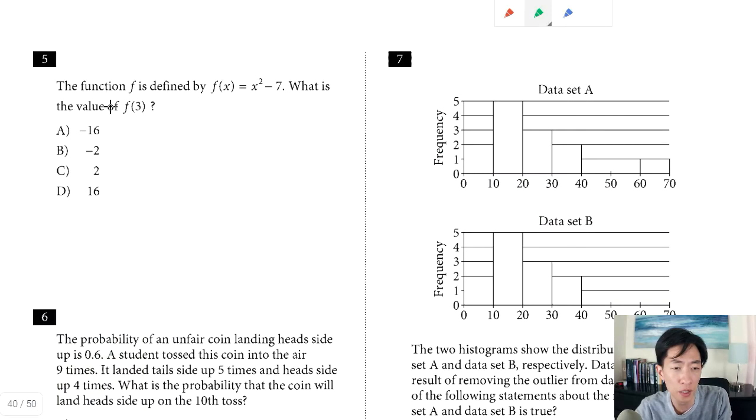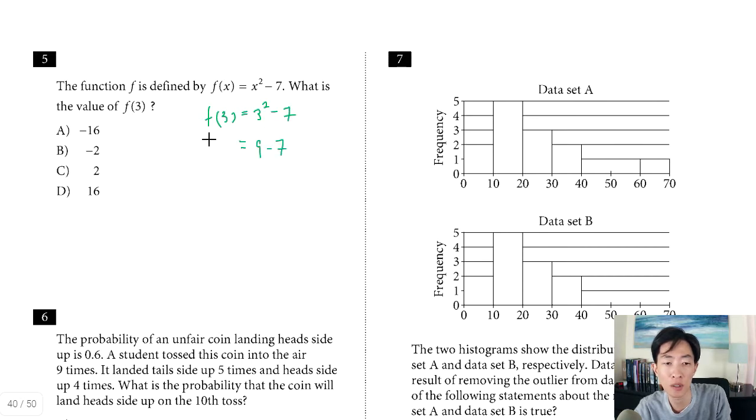Question 5, the function f is defined by f of x equals x squared minus 7. What is the value of f of 3? This is very straightforward. Do you understand function notation, which basically means if we put x into the function, this is what we get. So now we're putting 3 into the function. We're basically just going to substitute 3 for x wherever we see it. So 3 squared minus 7 becomes 9 minus 7. So therefore f of 3 equals 2. And so the answer is C.